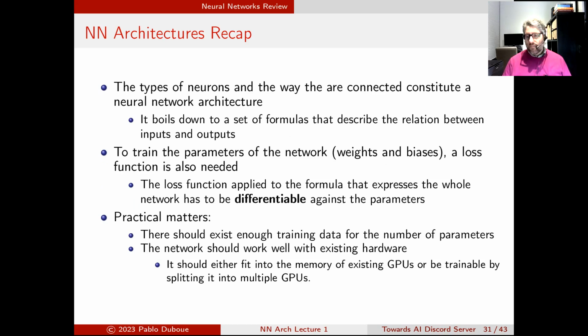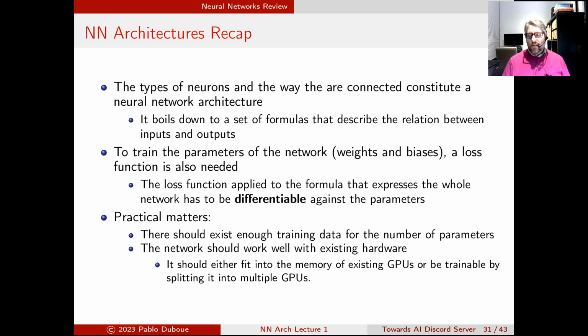So, as I was mentioning, from the perspective of neural network architectures, the architecture is defined as the type of neurons and how they are connected, which at the end of the day boils down to a set of formulas that describe the relationship between inputs and outputs. To train the parameters of the network, the weights and biases, we need a loss function, and the loss function applied to this formula that expresses the whole network has to be differentiable against the parameters.